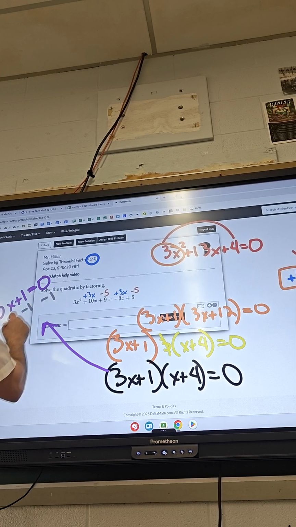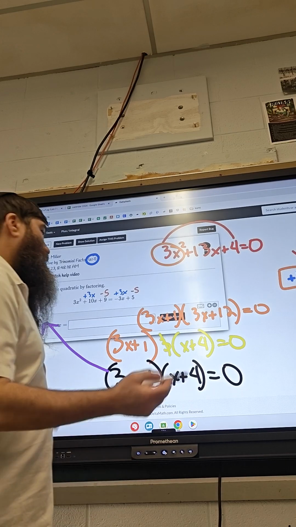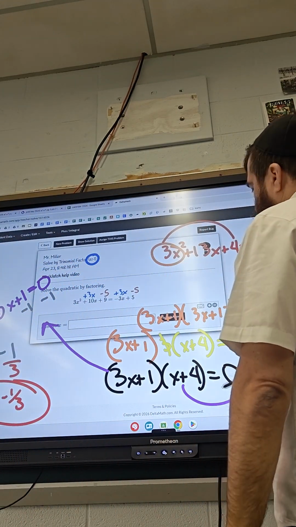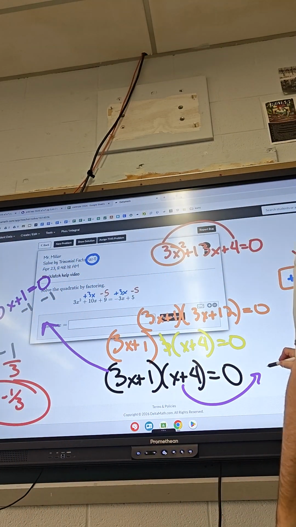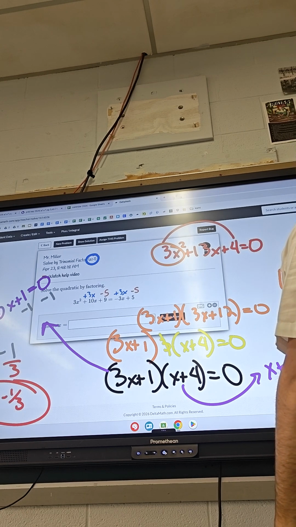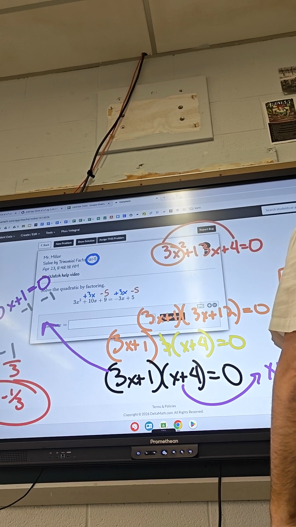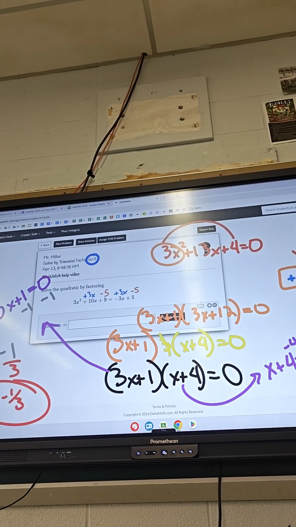Minus 1, 3x equals negative 1. Divide by 3, divide by 3. x equals negative 1/3. That's one answer. The other one, well, again, most of you hopefully see it's negative 4. It's just the opposite sign. But if you don't, just go x plus 4 equals 0, minus 4 to both sides, and x equals negative 4. That's your other answer.